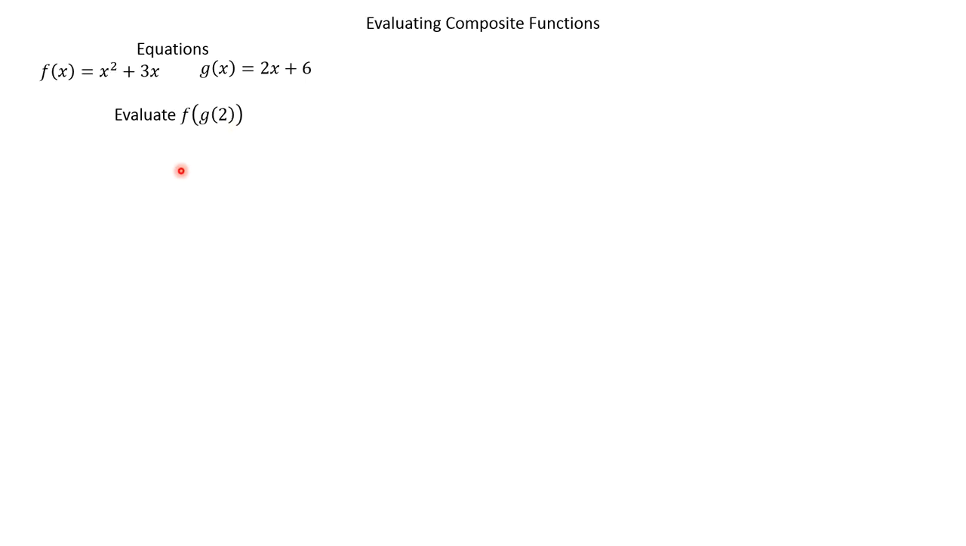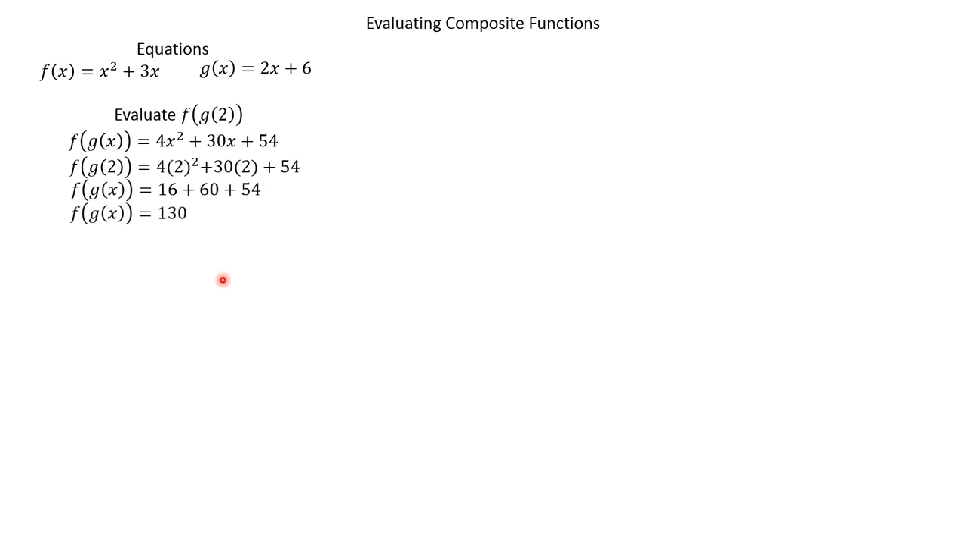We already found f of g of x. It was on the last slide. It was 4x squared plus 30x plus 54. Then we just need to plug in 2 for x. So we get 4 times 2 squared plus 30 times 2 plus 54. 2 squared is 4, times 4 is 16. 30 times 2 is 60, plus 54, and we can add them together to get 130. Now those should still be 2's. So f of g of 2 equals 130.